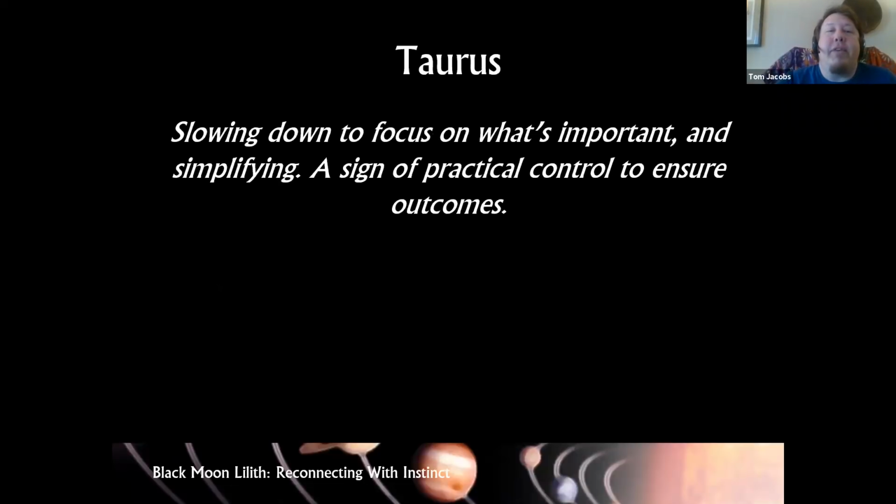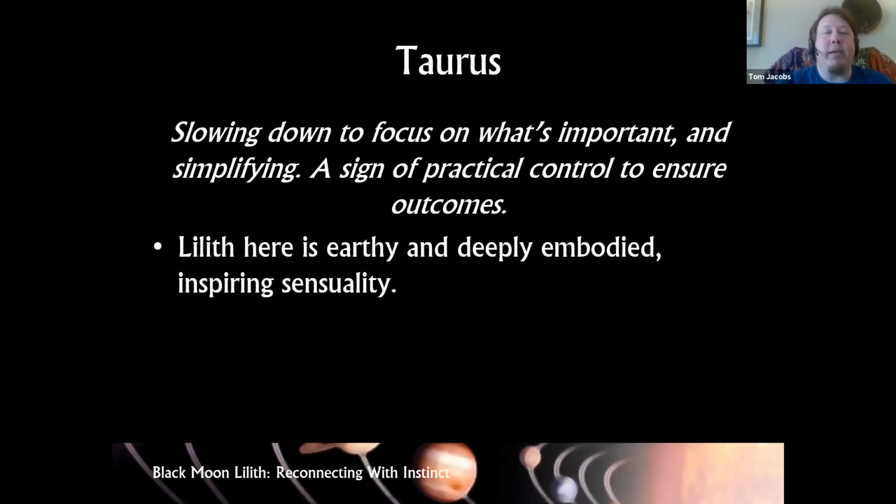Taurus, the method of slowing down to focus on what's important, as well as simplifying and trimming things, consolidating, condensing. It's a sign of practical control and intentionality to ensure outcomes. Lilith here is earthy and deeply embodied when healthy, inspiring sensuality. We use that word, think about sexuality, but I really want to say sensuality as an embodied experience of the environment, of fabrics, of flavors, of products, of textures, of vehicles, like the feeling in the body. Lilith in Taurus needs to slow down and edit how much physical stuff is experienced.